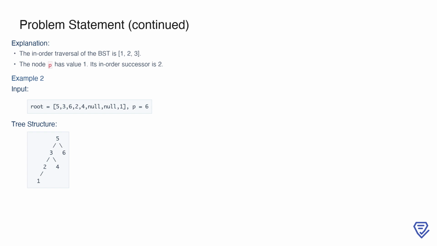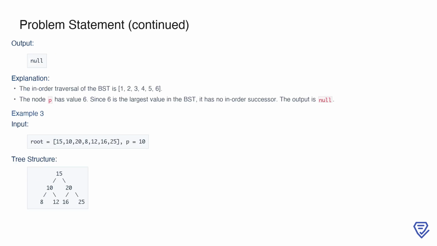The input tree has the root value 5, with children 3 and 6. Then, 3 has its own children, 2 and 4, and 2 has a left child of 1. The node p in this case is 6. The output for this example is null.